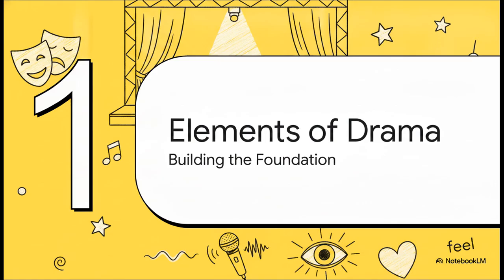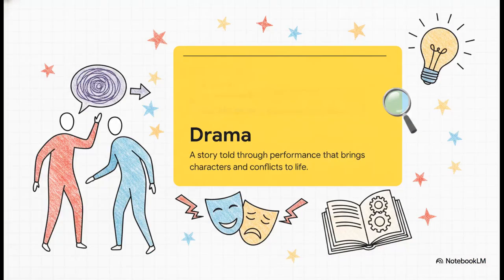This is all about what we can immediately see and hear on stage. At its most foundational level, drama is essentially a story told through performance, right? It brings characters and conflicts to life for an audience. It relies heavily on action, where events unfold through physical movement, and dialogue, where characters speak to reveal the narrative. But at the very center of all of this, conflict. That's the tension that drives the plot forward, and it's what ultimately entertains us, educates us, and provokes our thoughts.